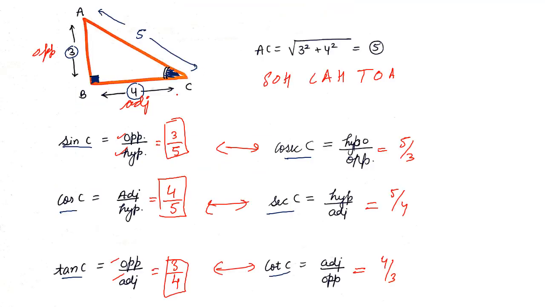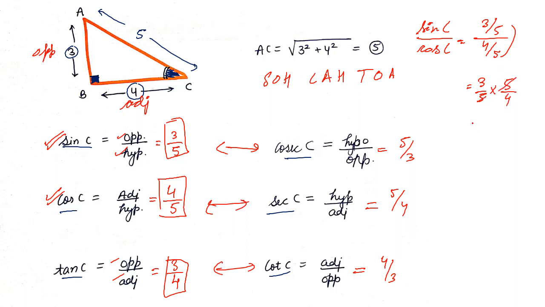Let's see, for example, in this example we got sin c equal to 3 by 5, cos c equal to 4 by 5. If we divide them, sin c divided by cos c, this was 3 by 5, this was 4 by 5. So we can write 3 by 5, and this 5 will go up, multiplied by 5 by 4, the 5s cancel. So the answer that I will get is 3 by 4. And this 3 by 4 will be nothing but the value of tan of c. So tan c will be 3 by 4.